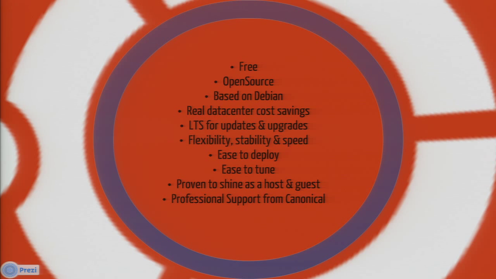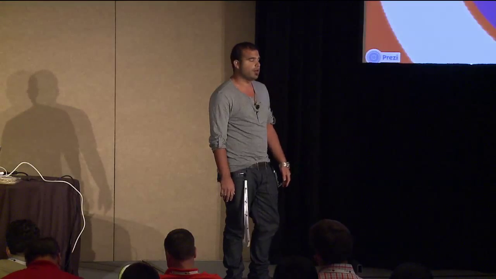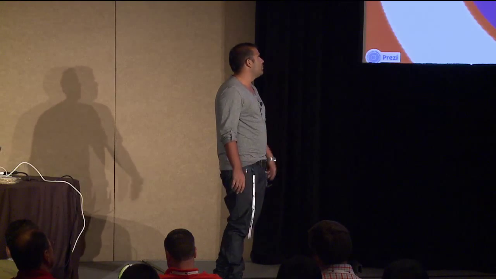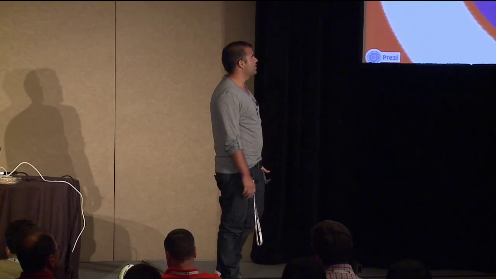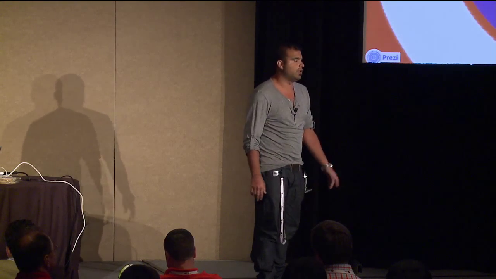All of our infrastructure that runs on top of OpenStack runs on Ubuntu. The Cactus version of our cloud was running on Ubuntu 10.10 Maverick, and we are actually running Essex on top of Ubuntu 10.04. We love Ubuntu because it's free. It's open source. It's based on Debian. I personally love Debian.